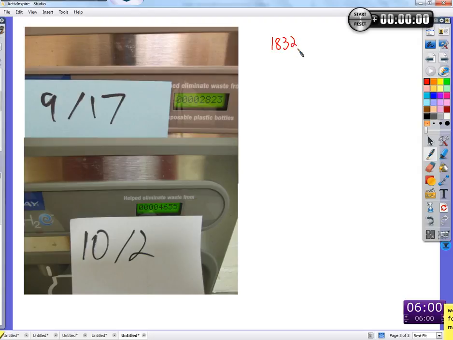1,832. Let's write a coherent sentence here. 1,832 what? What sentence can we say? Water bottles saved. Can we be more specific about the water bottles? From September 17th to October 2nd, 9/17 to 10/2. All right, so there's a question and question answered. How many bottles did we save in that amount of time? What else can we ask?